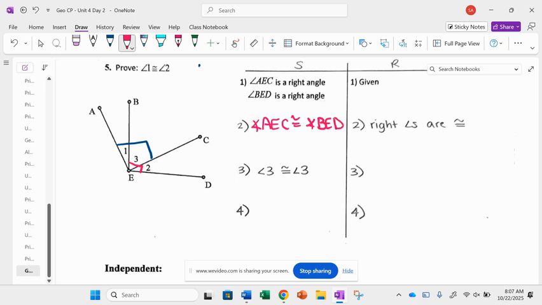Is anybody confused as to why that's the statement that corresponds to the right angles are congruent? Were you all good with that? Okay. Then it's saying angle 3 is congruent to angle 3. Well, what did we just learn? What was the reason that anything's congruent to itself? What did we write? Go back and look.